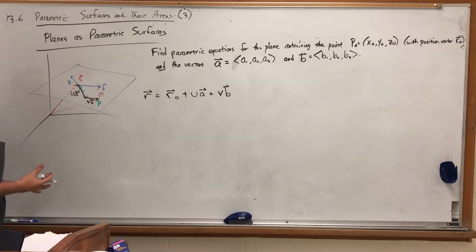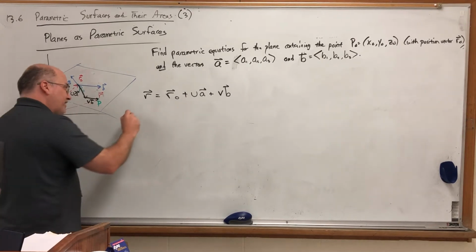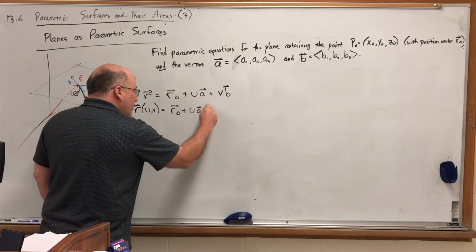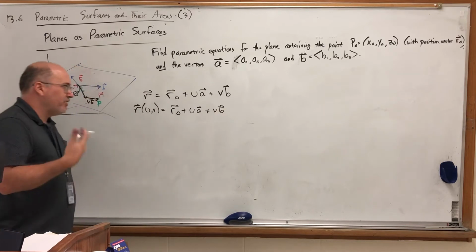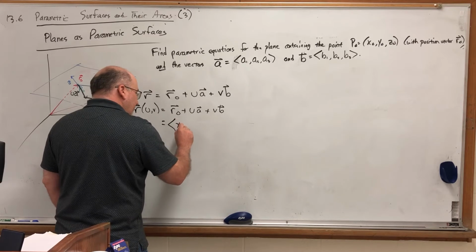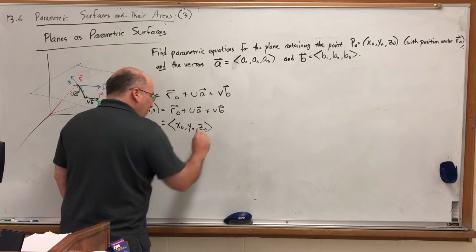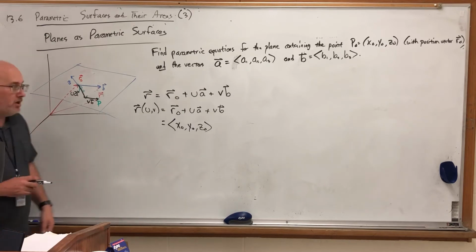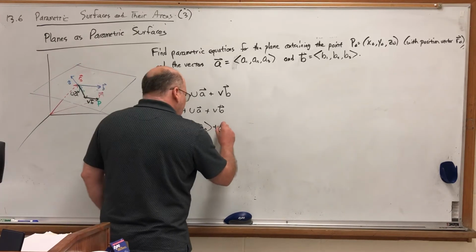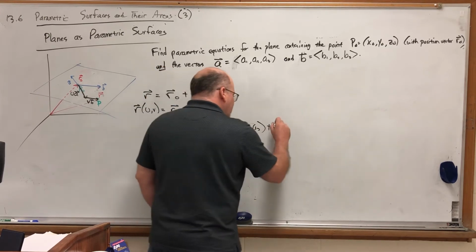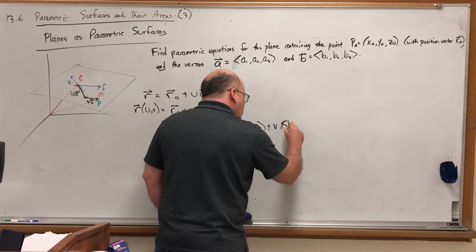Actually, we have the vector equation right here. We could say that R of U comma V is equal to R naught plus U times A plus V times B. But if we wanted to take it down to the component level, we could, by saying that R naught is the position vector x naught, y naught, z naught. Remember, that's just the position vector whose initial point is at the origin and whose terminal point is at x naught, y naught, z naught, plus U times vector A, which is A1, A2, A3, plus V times vector B, which is B1, B2, B3.